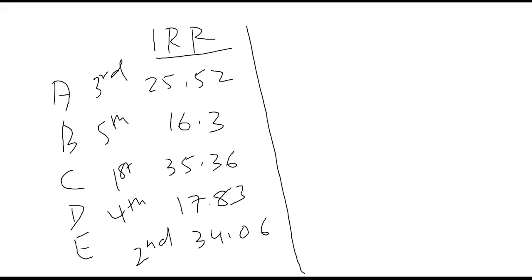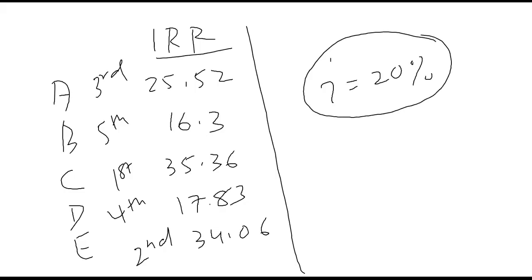Second, if I say your opportunity cost is 20%, which are the projects which will get selected? A, C, and E. C and E.